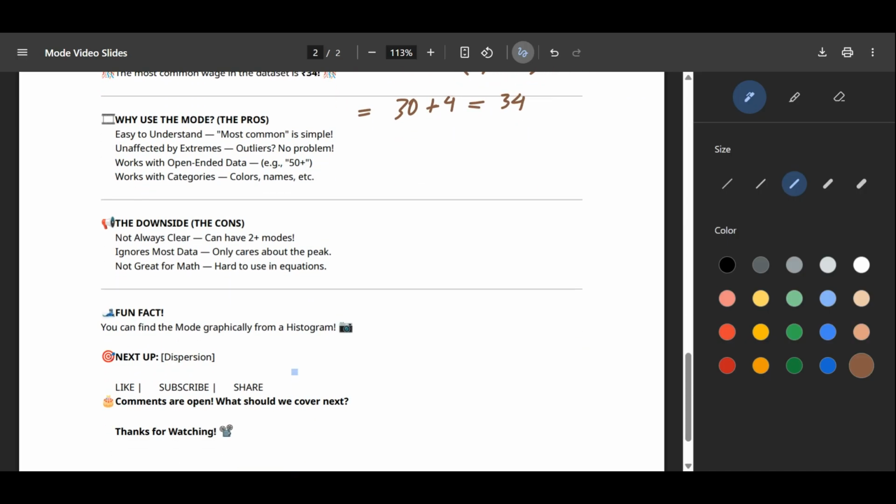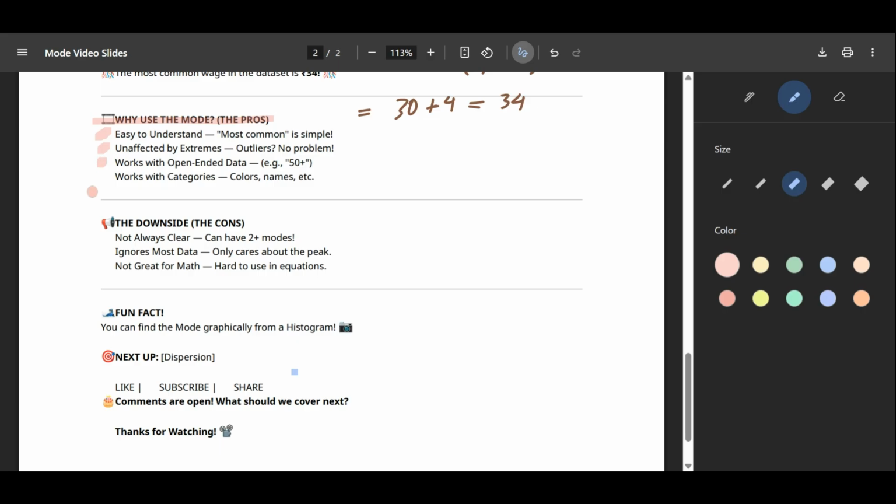Why do we even bother with the mode? Well, like any good superhero, it has its strengths and weaknesses. Let's look at the advantages first. So these are the pros. First, easy to understand, easy and comprehensible. It's probably the easiest average to understand, the most common value. Simple. Second, not affected by extreme values. If you have a billionaire in your salary data, the mean gets skewed, but the mode doesn't care. It just looks for the most frequent value.